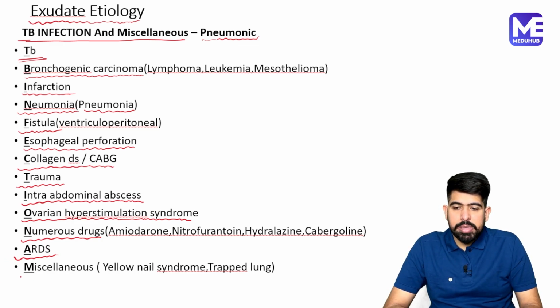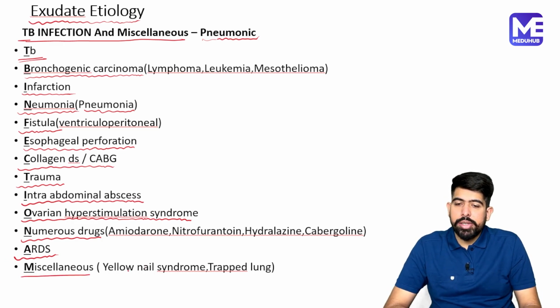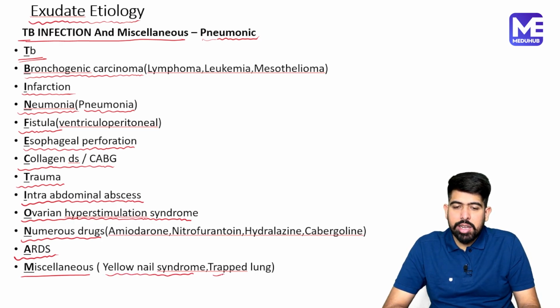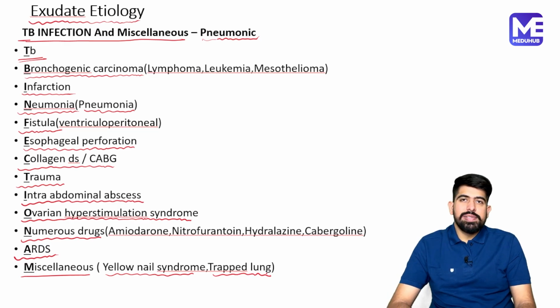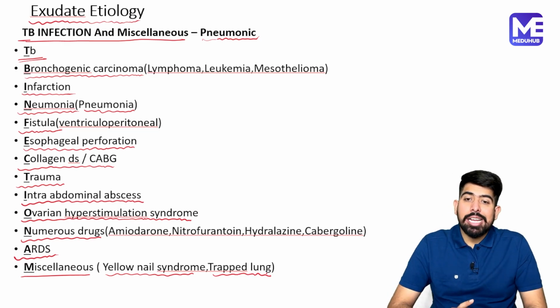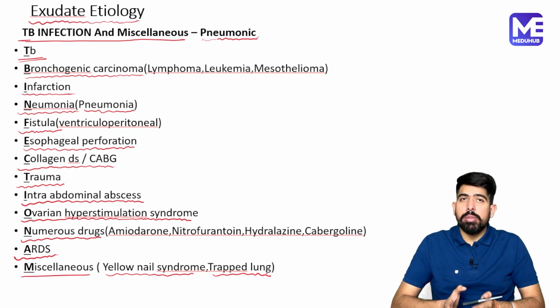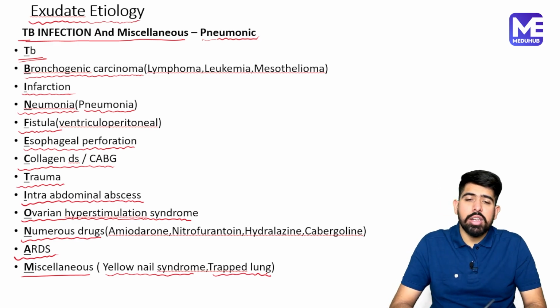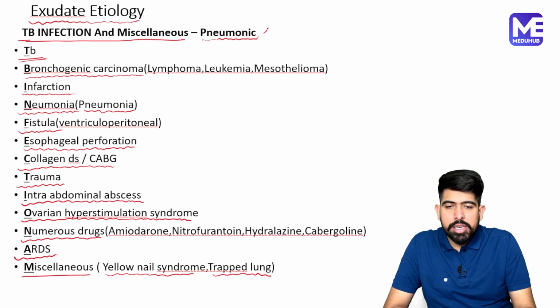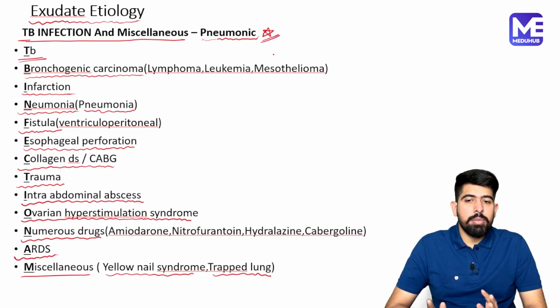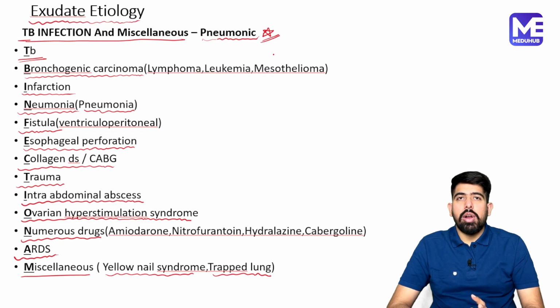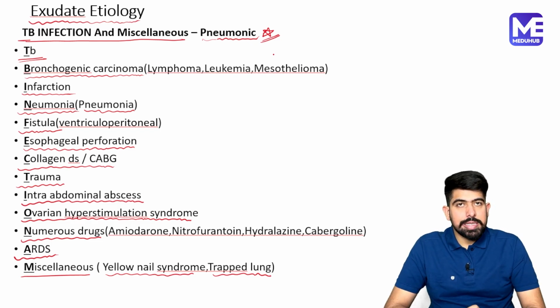And if we talk about the miscellaneous, as I already told you, the mixed syndrome, yellow nail syndrome, and trapped lungs are the things which can cause the exudative pleural effusion. So you have to remember this. That's why I gave you the mnemonic of it. Please remember this mnemonic. This mnemonic is very, very important. Through this mnemonic, you will remember all the exudative etiology causes, right?